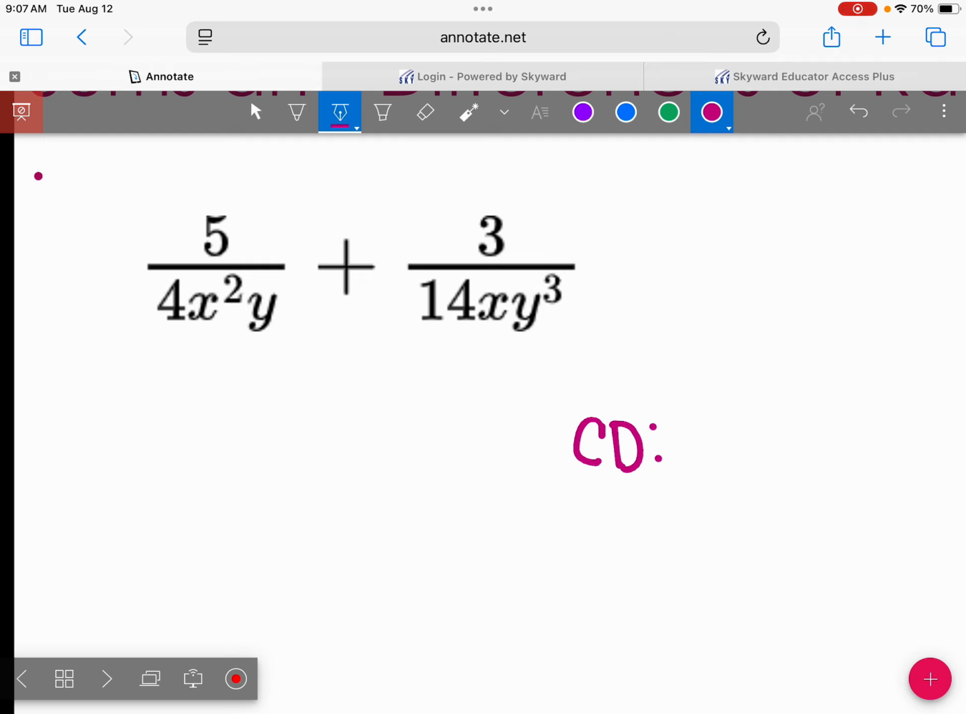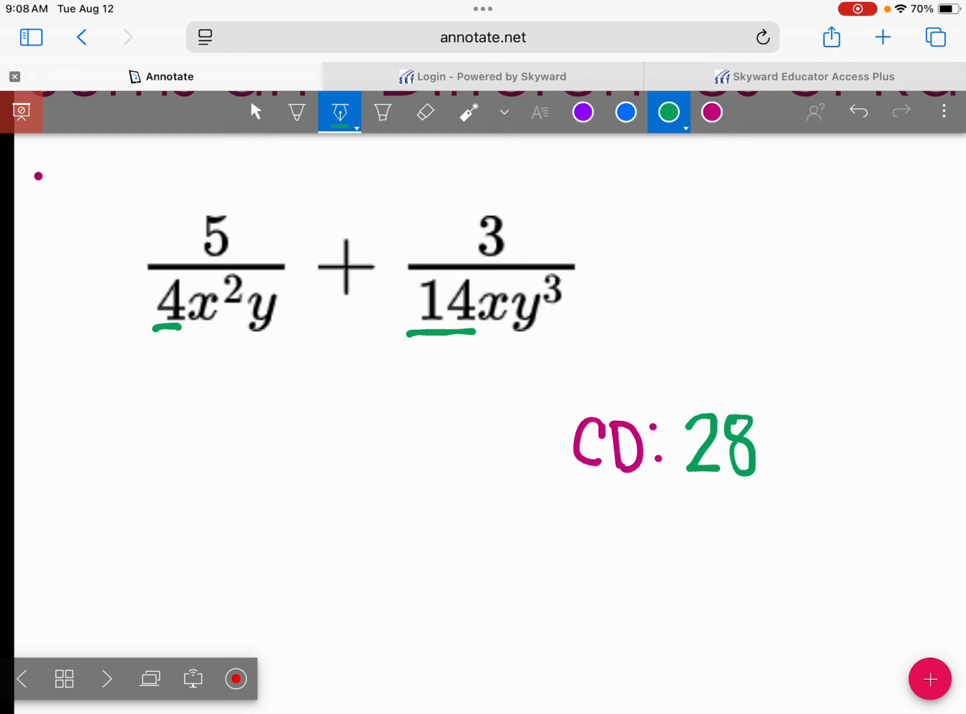When in doubt, look at each piece individually. 4 and 14. What is something I can multiply both of those, or that has both of those as a factor? I heard a couple of them. The 28 is the smallest one that I see. Because 4 is 2 times 2, 14 is 2 times 7. So we need a 2 times 2 times 7.